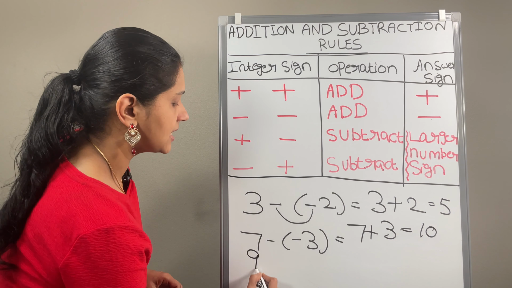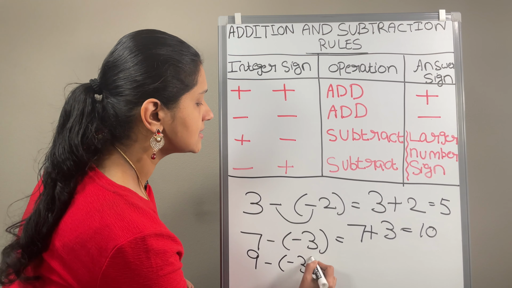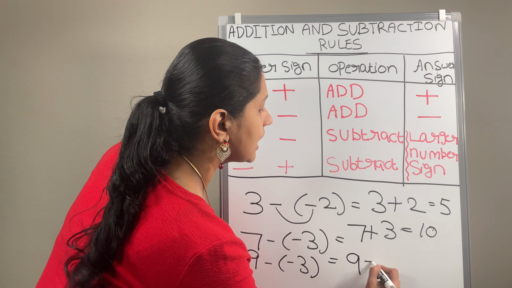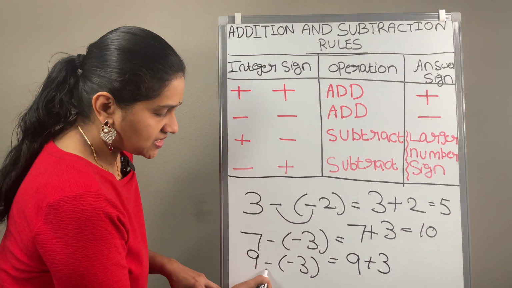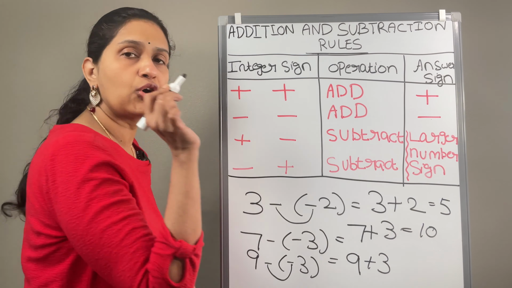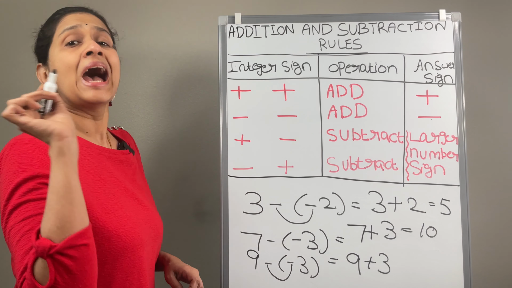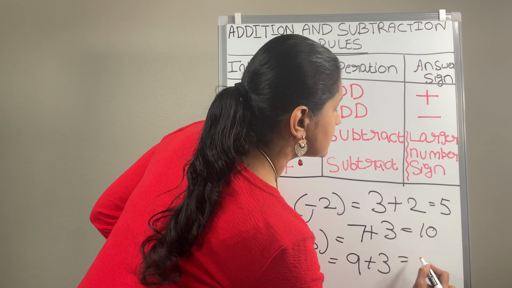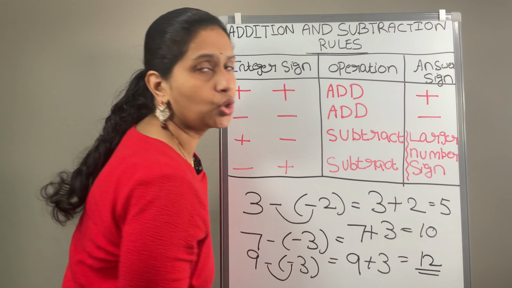Another example, say 9 minus minus 3. That is equal to 9 plus 3. Which means when you have two negative signs nearby, that will turn out to be positive. You have to do the addition of that. So 9 plus 3 is equal to 12.